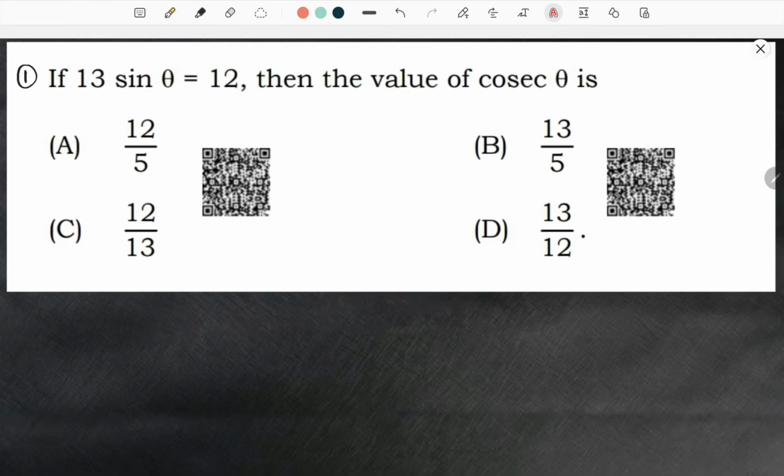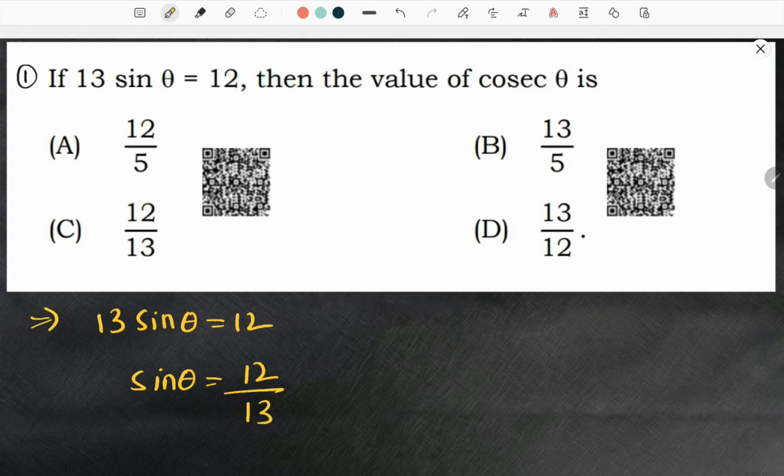Now the first question goes like this. If 13 sine theta is equal to 12, then the value of cosecant theta is... They have given 4 options. First of all, 13 sine theta is equal to 12 means what is the value of sine theta? Sine theta is going to be 12 divided by 13.